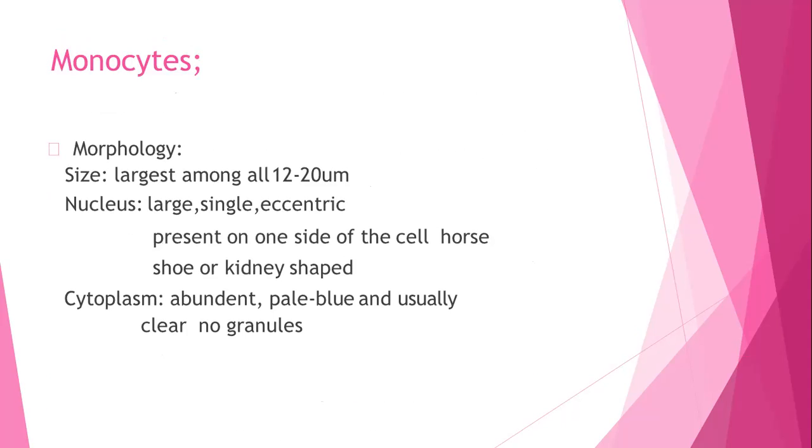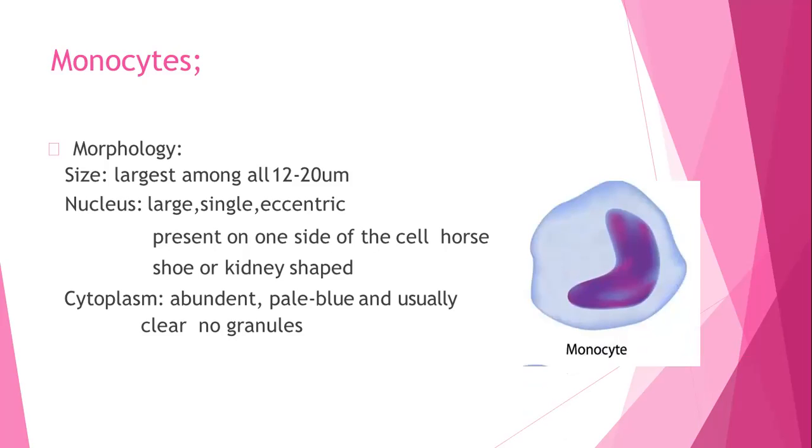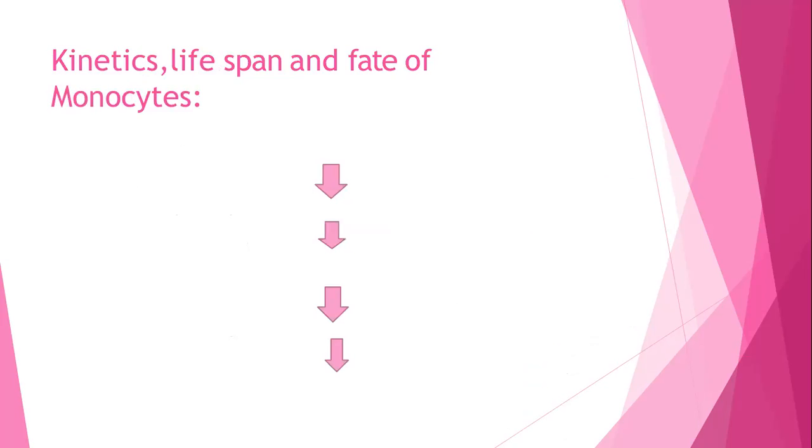Coming to the monocyte, this is the largest amongst all WBCs. So the size is around 12 to 20 micrometer, and by the size only we can differentiate or identify this particular cell under the microscope. The nucleus again is very large, single, and eccentric, so present on one side of the cell. Generally, it is horseshoe shaped or kidney shaped. The cytoplasm is abundant and pale blue, and there are no granules as it is an agranular cell. So we can see that this is the largest cell. It is having a kidney shaped nucleus and very abundant cytoplasm is present.